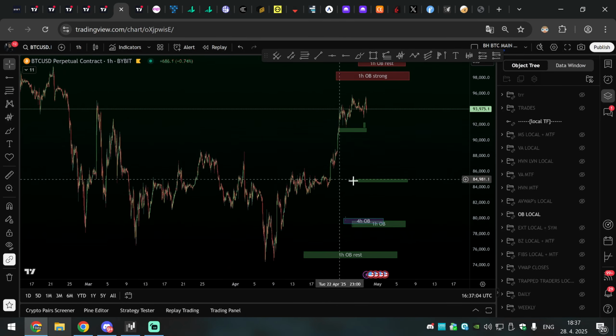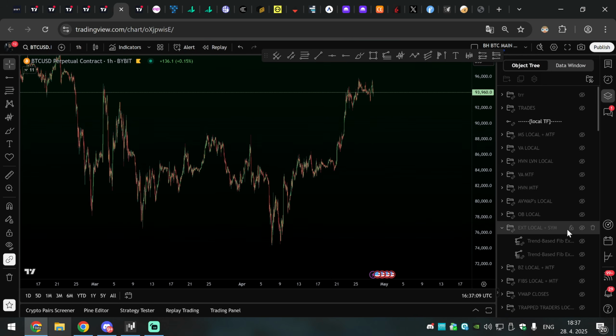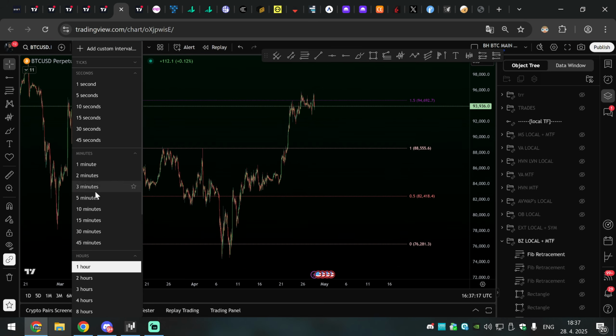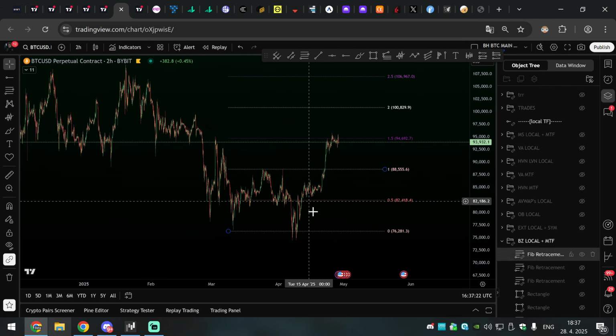Order blocks, we have a few of them to the upside and the downside. We don't need to go over this. Symmetry, do we need anything about symmetry? No, we don't need it. Balance zones, we have balance zones I'm actually tracking. I just want to show you the main pool. So we were ranging here for a very long time.